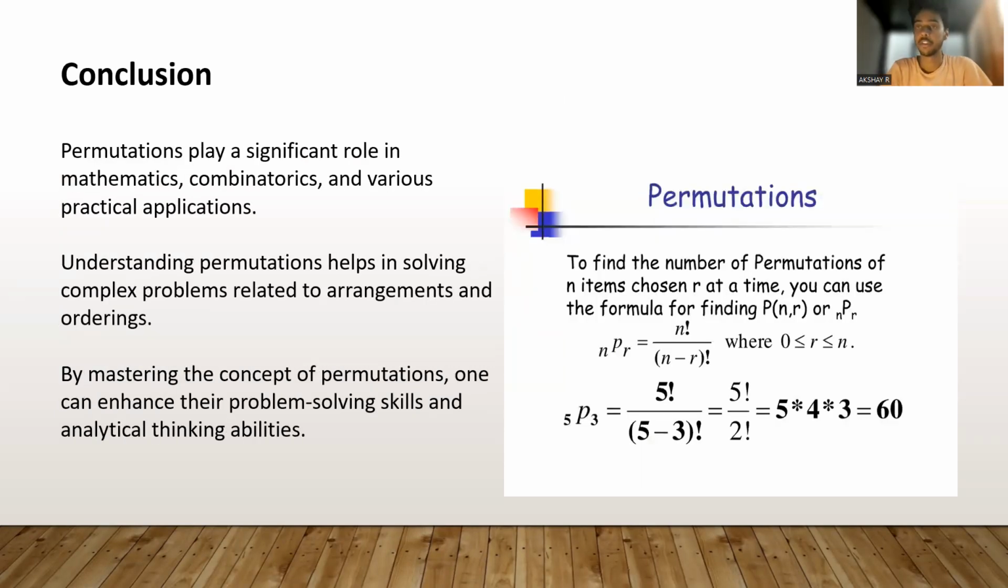Conclusion. So far we learned what permutations are, real world examples of permutations, permutations versus combinations, and permutations with and without repetition. Permutations play a significant role in mathematics, combinatorics and various practical applications. Understanding permutations helps in solving complex problems related to arrangements and orderings. By mastering the concept of permutations, one can enhance their problem solving skills and analytical thinking abilities. So this was about permutations.